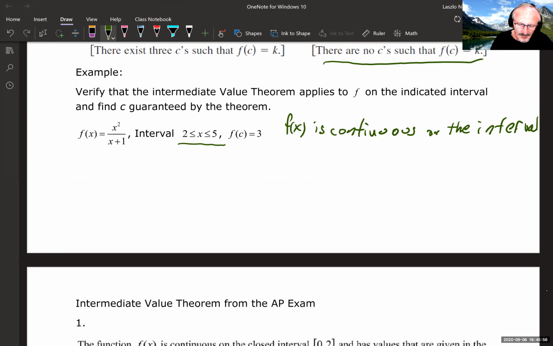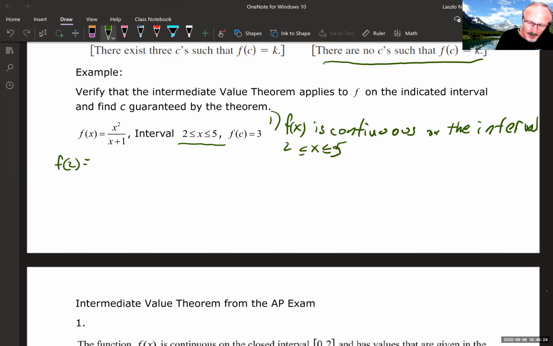And I will write this actually as such, so that way there's no misunderstanding that we are including the endpoints. So f of x is continuous on the interval 2 through 5. This is a necessary condition for us to use the theorem. The other condition is we need to know what the y coordinates at the endpoints are. So let's go ahead and actually find out.